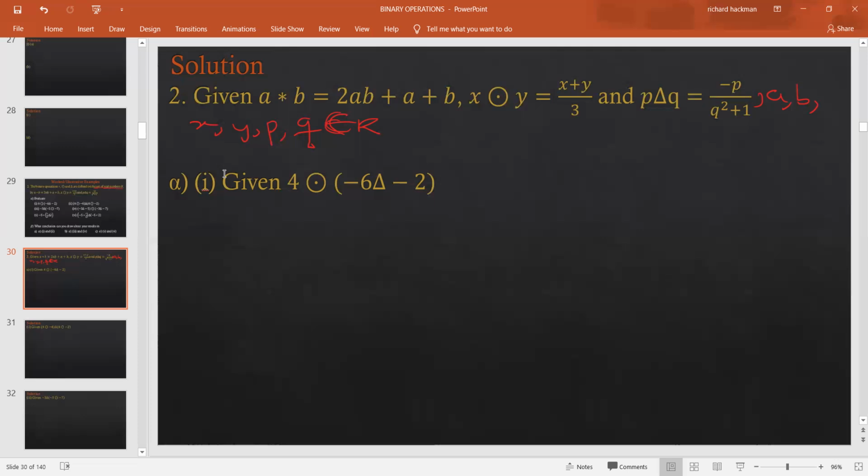Okay, so now let's go and look at I. Quickly, we'll finish very soon. Just a few minutes. So 4 circle dot (−6) delta (−2). Now you are looking at combining these two elements under delta, so you restrict yourself to delta. Please take notes. So for delta, this is the rule.